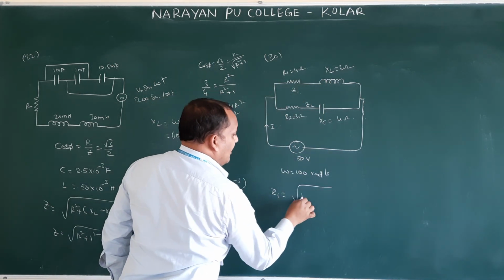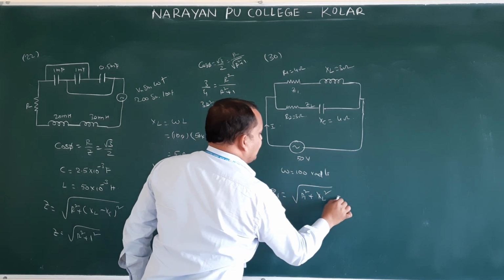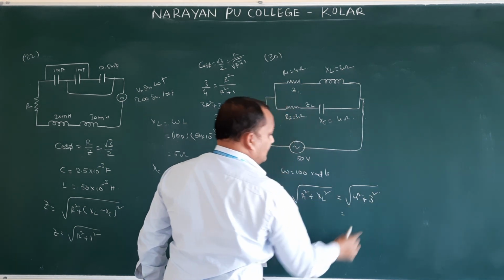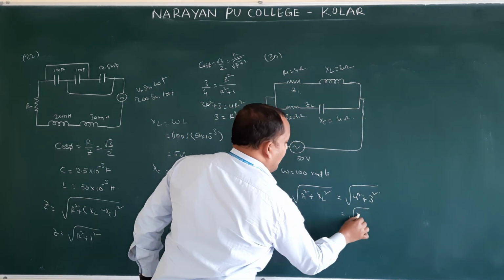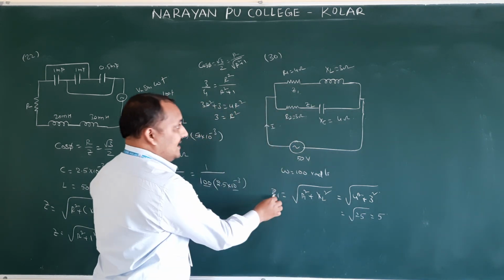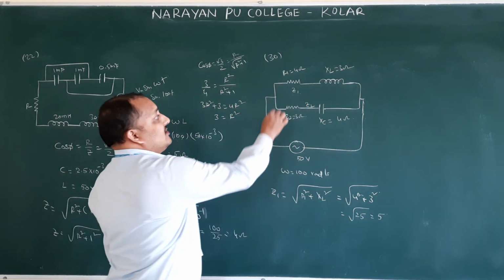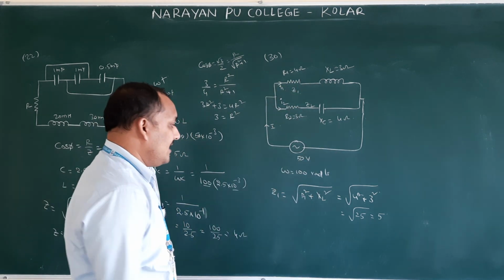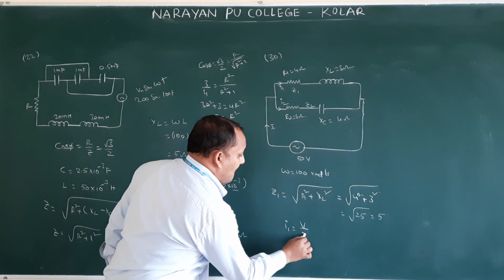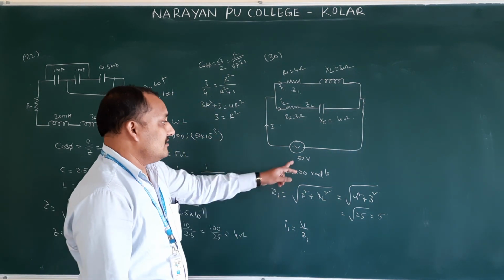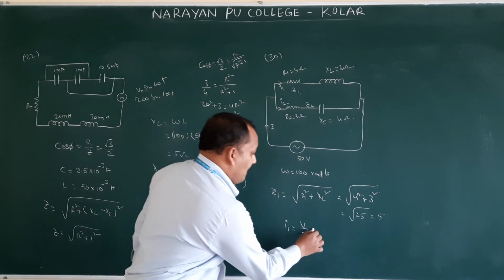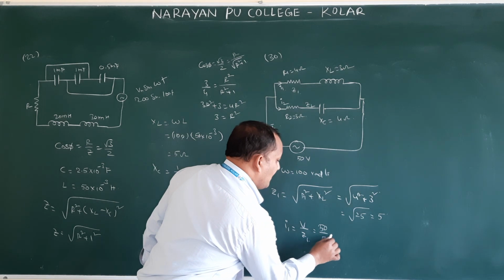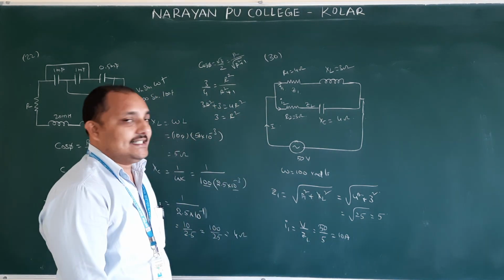Z1 is equal to root of R1 square plus XL square. What is R1? 4 square plus 3 square, so 16 plus 9, root 25. Let us assume I1 current is flowing in this and I2 current is flowing in this. So I1 is equal to V by Z1. V value is 50, Z1 value is 5. I1 is 10 amperes.